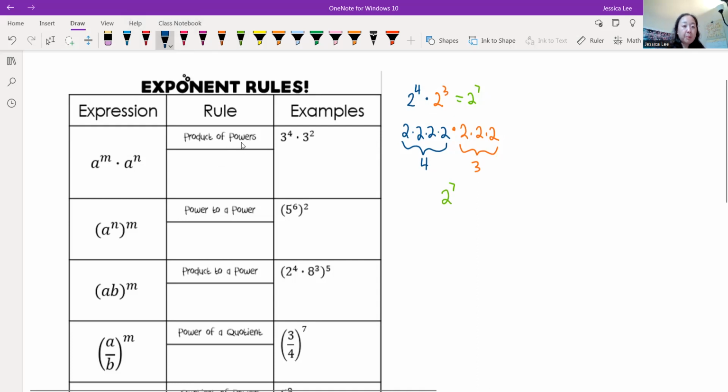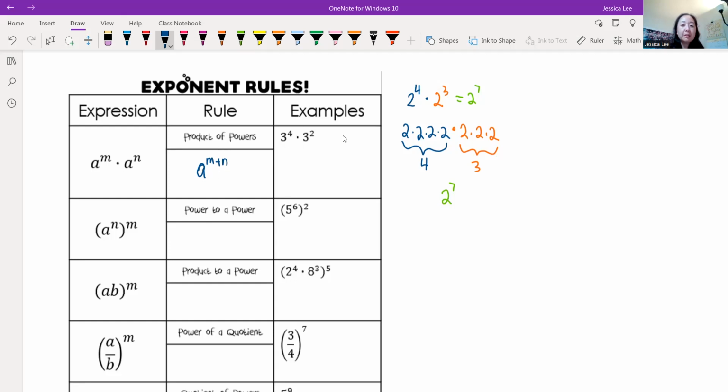the product of powers rule. Remember, power is another way to say exponent, and product means multiply, right? So if we're multiplying a to the m times a to the n, again, the bases have to be the same, we would get a to the m plus n, okay? Whatever m and n are, we're just going to add those up.